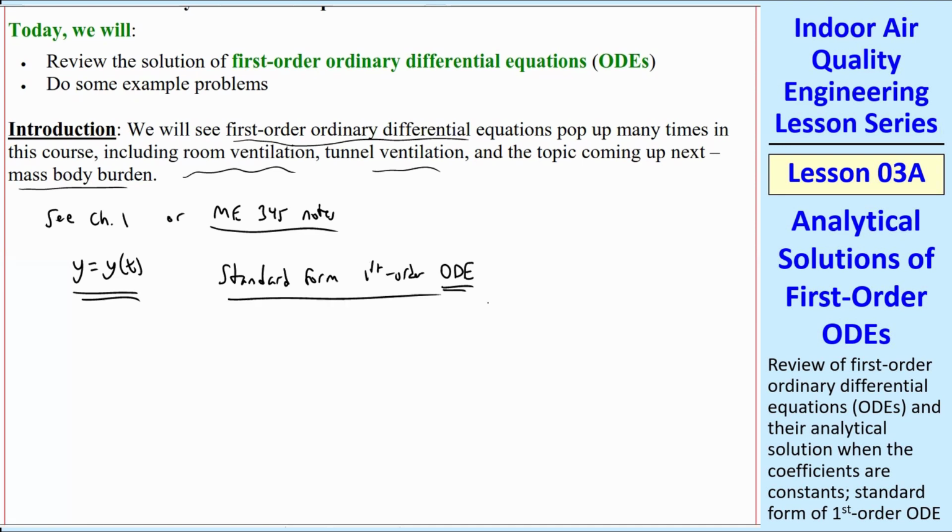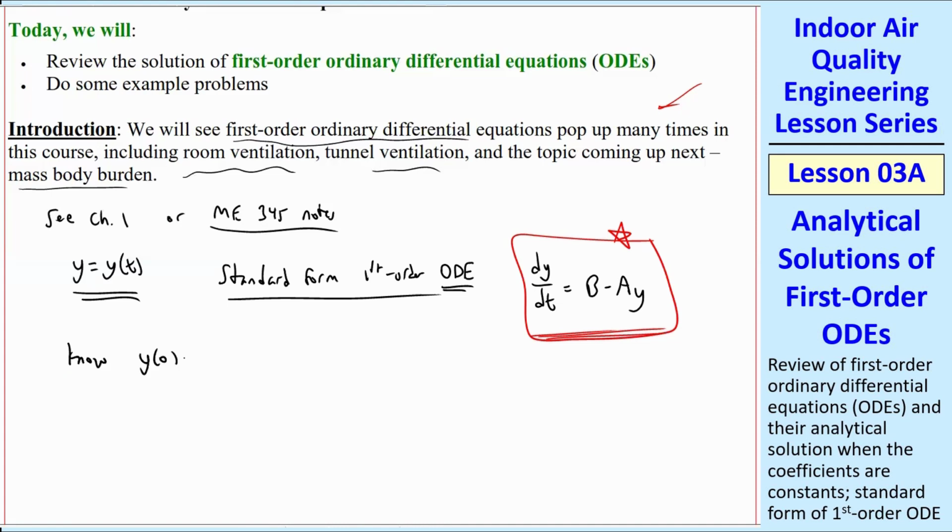The standard form that we're going to deal with is dy/dt equals b minus ay. So anytime you're solving a first order ODE, the first thing you want to do is get it into this form, and then we'll be able to solve it. We'll be doing that for a lot of different cases, as I mentioned in my introduction. Once we have it in that form, we also will need to know y of 0, which is the initial condition, and that would be y at time t equals 0.